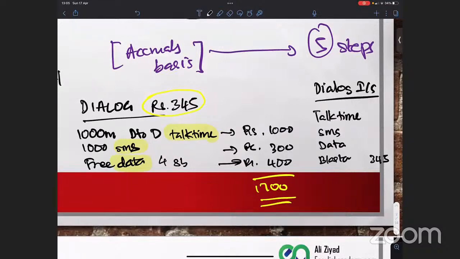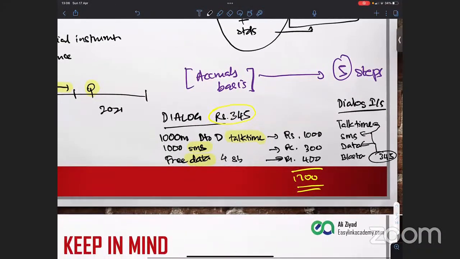No, sir, it doesn't make any sense, right? So you need to know how we can prorate this 345 between these three revenue streams. So this is one complication we will come across: the revenue structure. The second complication is the pricing.